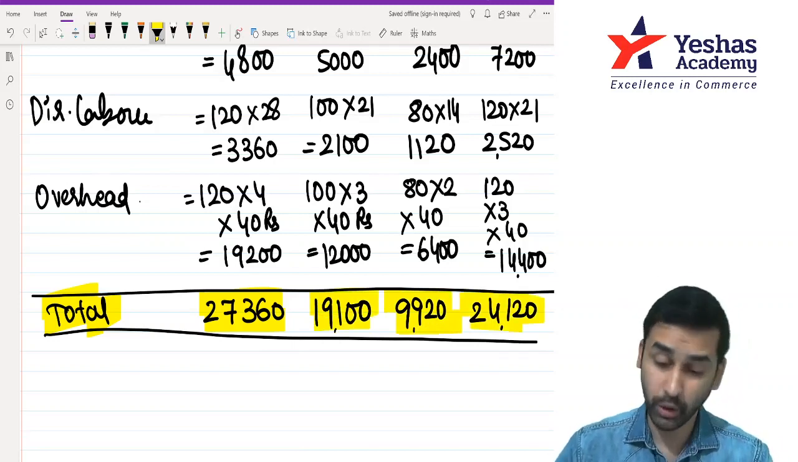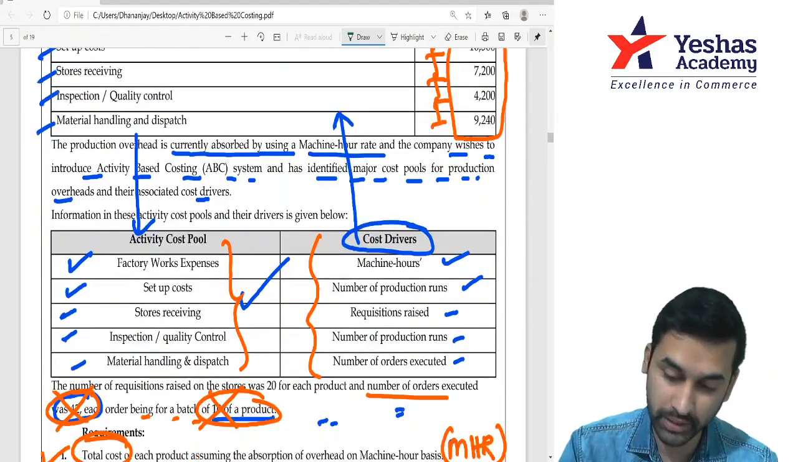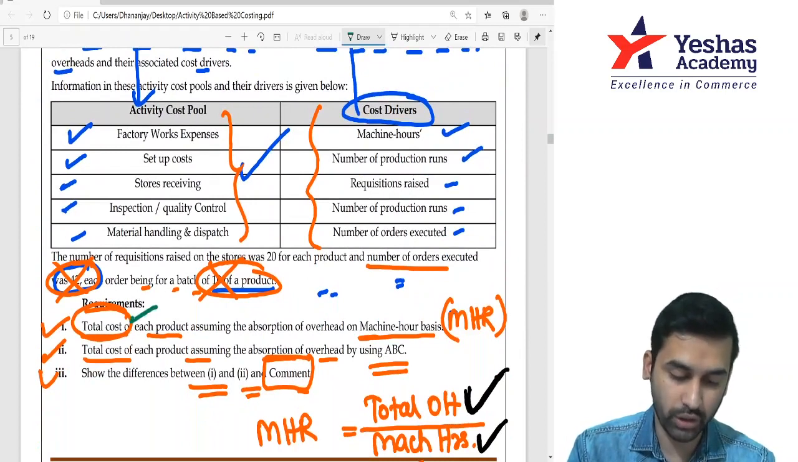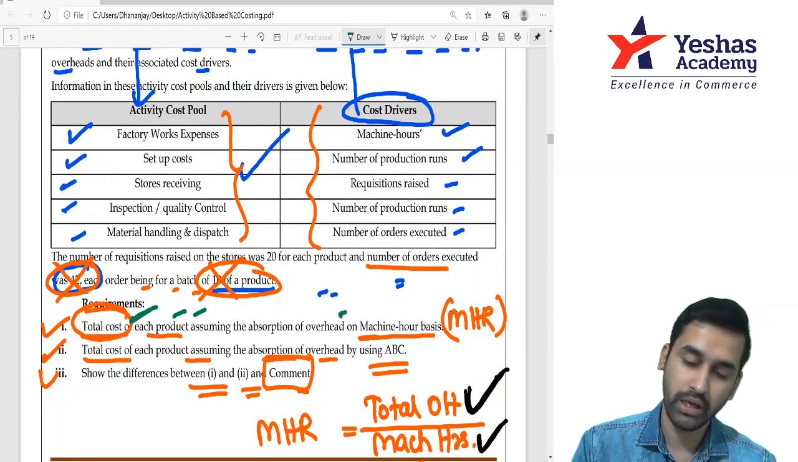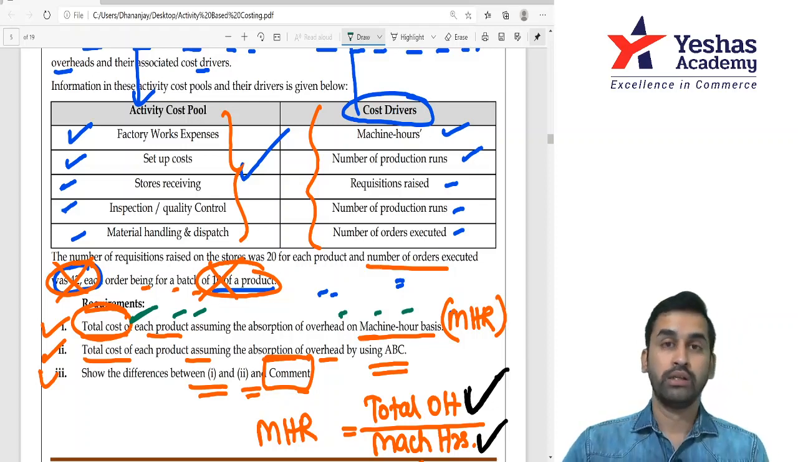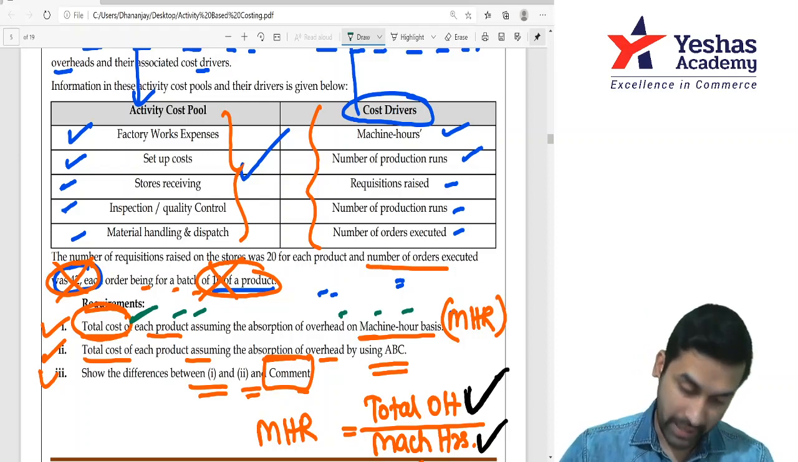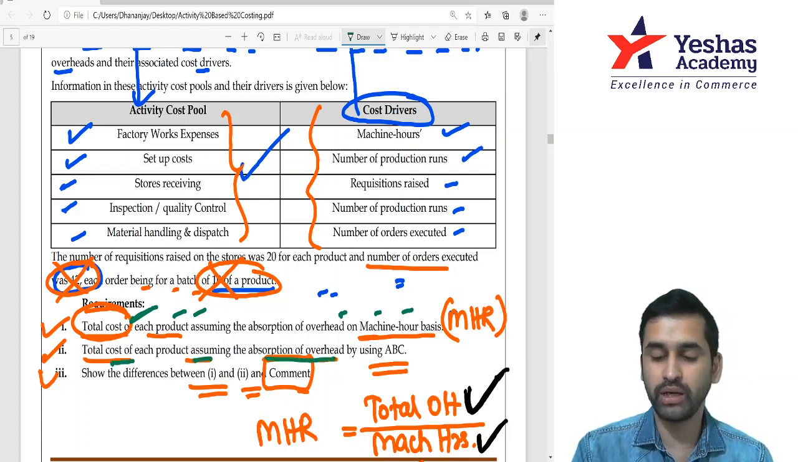Got it? Let me go back to the question. What was my sub question A or sub question 1? They said calculate total cost for each product ABCD assuming absorption of overhead under MHR. We did? Good. Sub question 2. Same way, calculate total cost of each product assuming absorption of overhead by ABC.